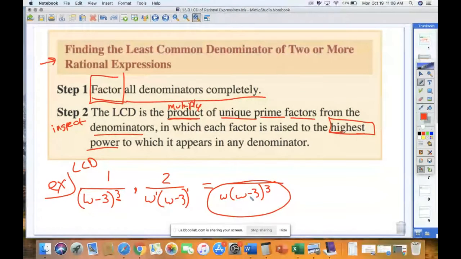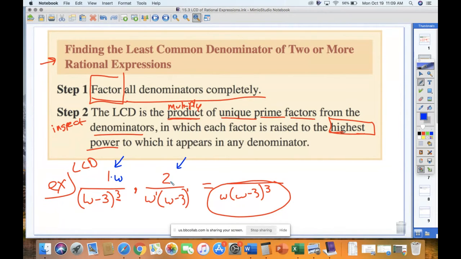Don't FOIL it out. Don't multiply it out. That is just fine. What we're going to see towards the end of the section, maybe in about 20 minutes here, is that obviously we need to change the top number, the numerator, accordingly as well. If we've got a common denominator here, that changes our numerator as well. And what we'll see is w minus 3 cubed is already here. What's missing? This w. So I would take this times this w.